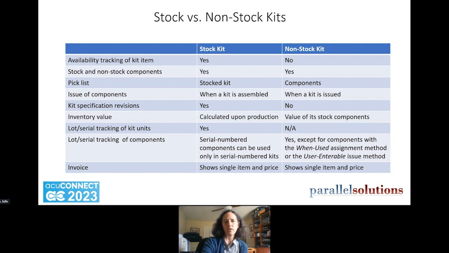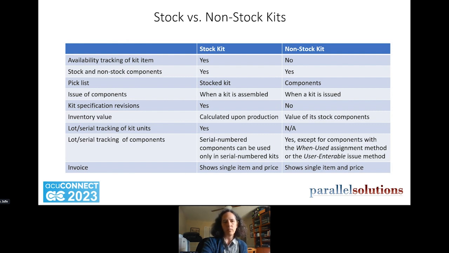Stock kits can have different revisions. So if you change how a kit is put together, you can have different revisions on the stock kit. Non-stock kits don't have revisions. It just is what it is. With a stock kit, you're able to calculate the value of the item that you're putting into inventory when it's assembled. With a non-stock kit, it's just the sum of all the components.